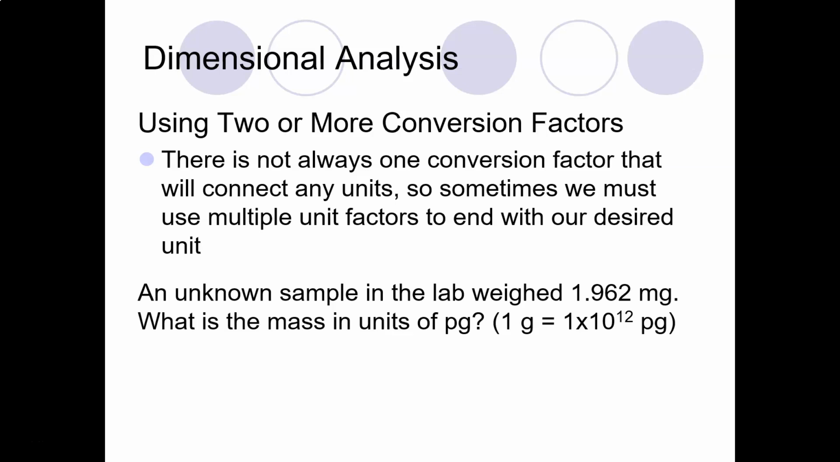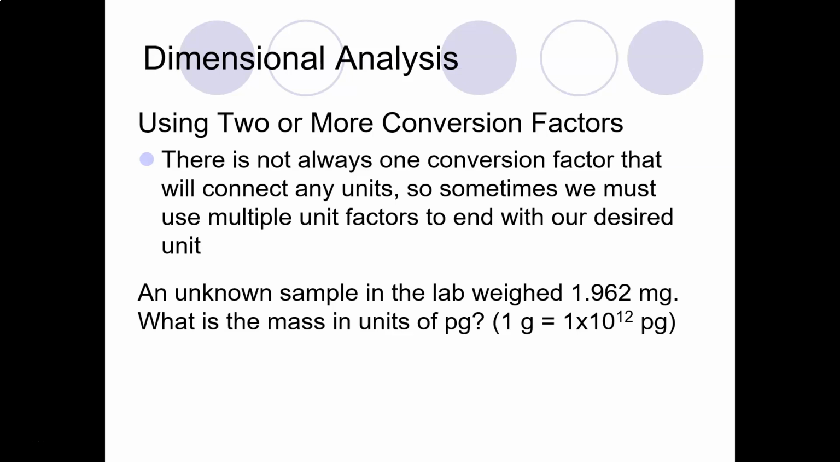So let's read this problem, and we're going to try it just like we did our other ones. So first we read the question. An unknown sample in the lab weighed 1.962 mg, which are milligrams. What is the mass in units of pg, where p stands for pico, which is one of the metric prefixes that you are not required to memorize, but is on a metric prefix table in the textbook. Since it's not one you have to memorize, I gave you the unit factor for that one. 1 gram is equal to 1 times 10 to the 12th picograms. Notice I did not tell you anything about milligrams because that one's expected for you to know.